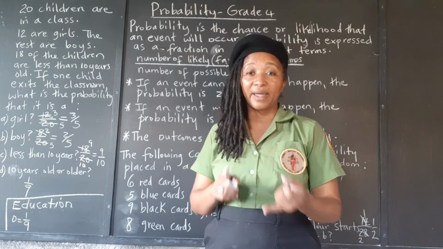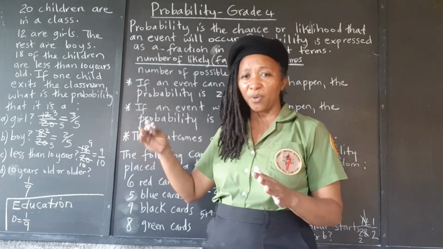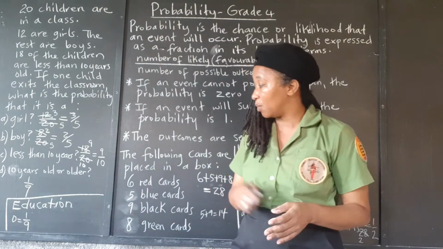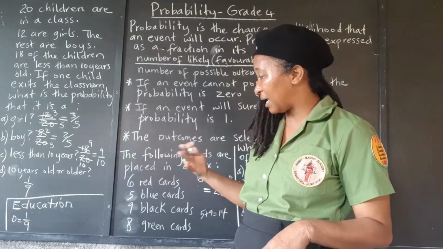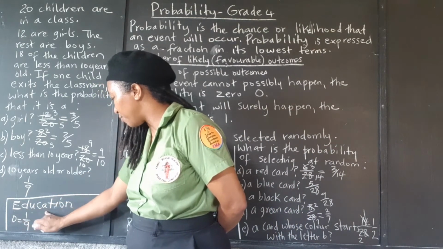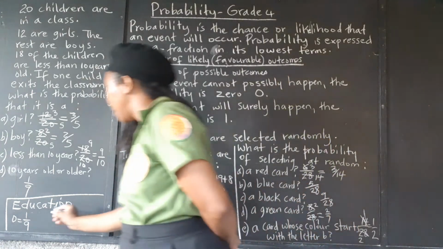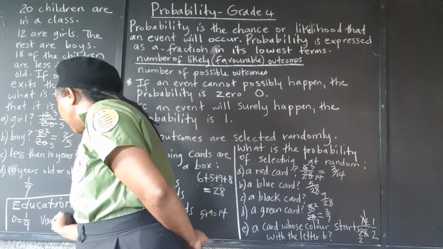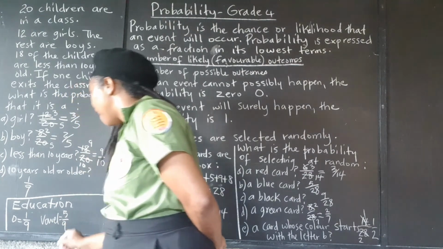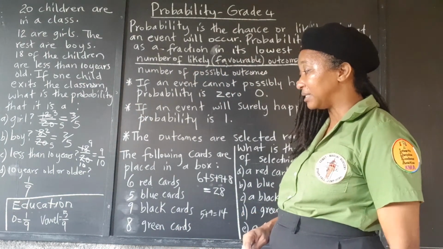The vowels are A, E, I, O, and U. Sometimes Y, but we're not counting Y now, right? So A, E, I, O, U. How many of those letters are in the word? So we have 1, 2, 3, 4, 5 vowels. The probability of choosing a vowel would be 5 over 9. 5 of the 9 letters there are vowels.